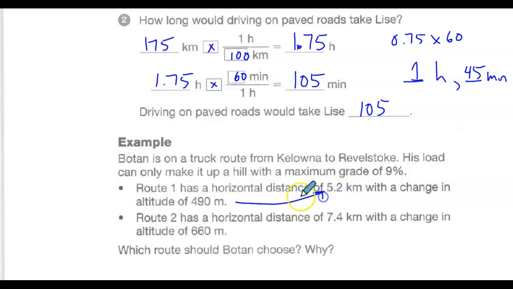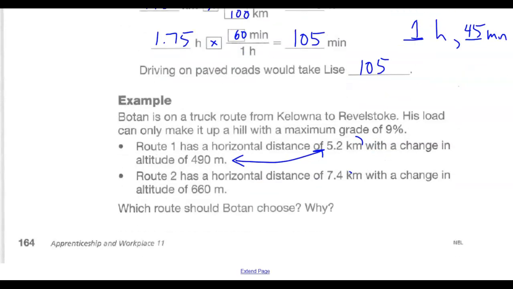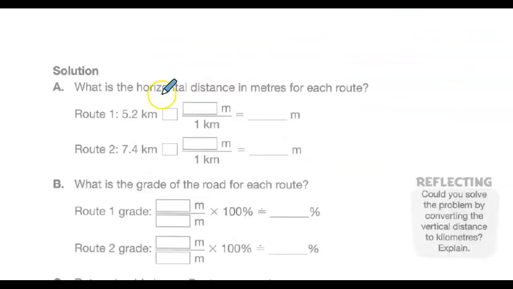Well, take a look here. First of all, they're different units. So we're going to have to show them in the same unit. And I would convert them to meters rather than decimals for kilometers. So this to meters and this to meters, and then we'll find the grade. So horizontal distance, 5.2, we want to multiply by 1,000. There's 1,000 meters in a kilometer. So that's going to be 5,200. Then 7.4 times 1,000 meters in a kilometer, that's going to be 7,400.